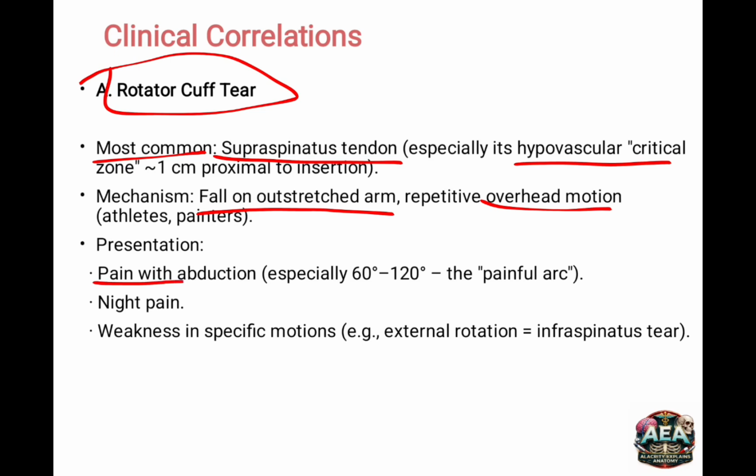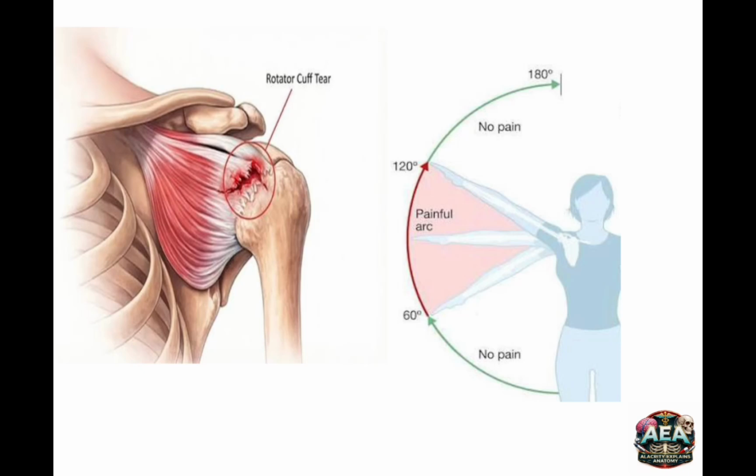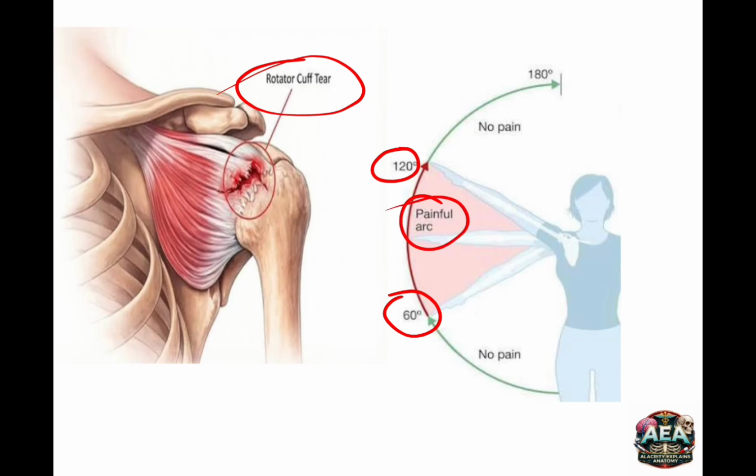It presents with pain with abduction, especially at 60 to 120 degrees, which we call the painful arc. There's also night pain, and weakness in specific motions like external rotation in infraspinatus tears. So this is a rotator cuff tear. It can be a tear of any of the rotator cuff muscles, most commonly the supraspinatus muscle. And in this situation, there will be pain felt when there's abduction from 60 degrees to 120 degrees. So we call it the painful arc, sometimes referred to as mid abduction. In the middle of abduction, pain is felt.